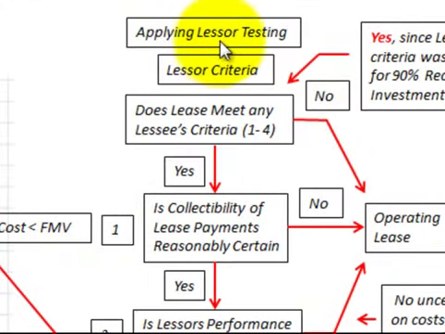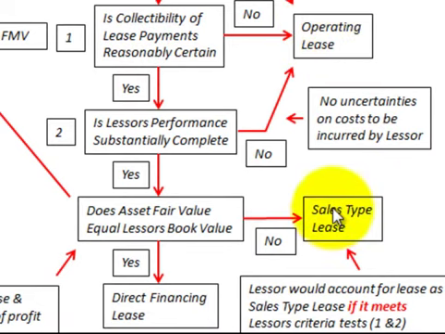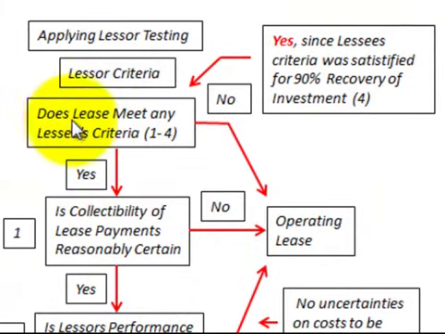Now let's look at applying this lease testing to the lessor, and we'll be working off the lessor's decision diagram. Now remember, the lessor has a couple of additional tests that we have to do to determine whether we've got an operating lease, a sales type lease, or a direct financing lease. So let's start out with our first test. Does the lease meet any of the lessee's criteria 1 through 4? We went through that lease testing for the lessee. If it meets any of those criteria, yes, then we can move on to our next test. If it doesn't, it would be no, and it would be an operating lease.